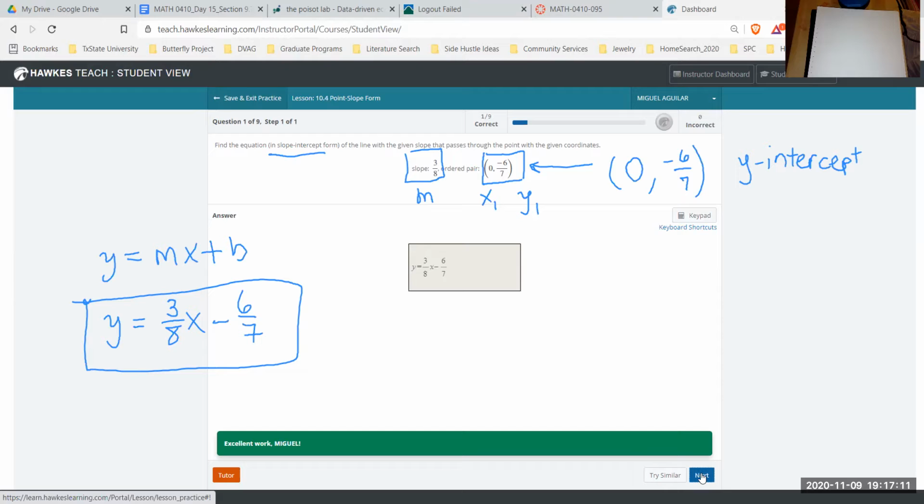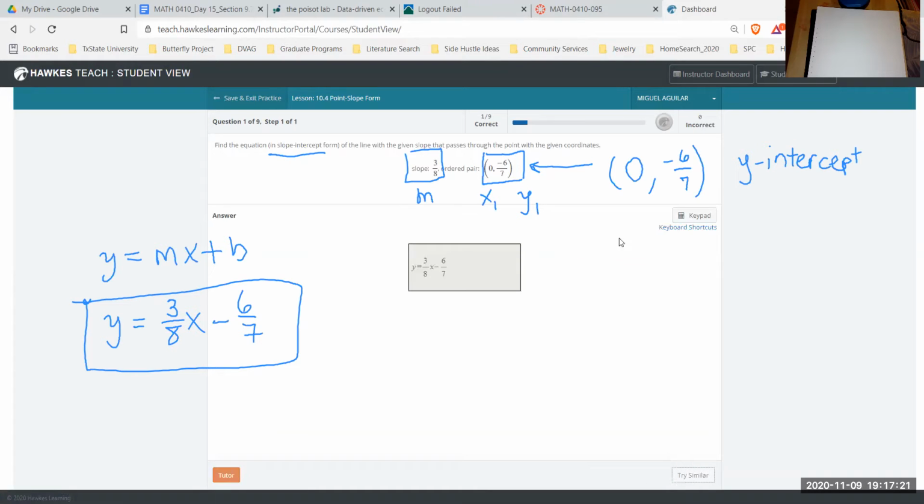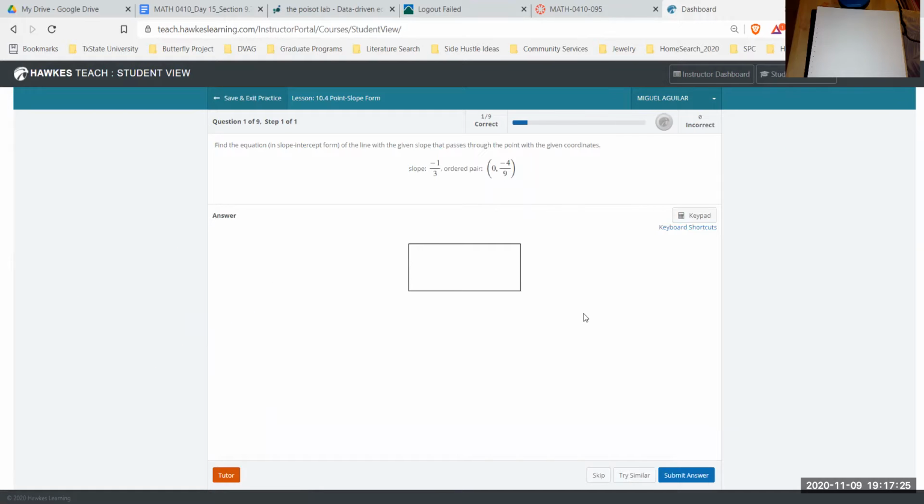Does anybody have any questions about this particular problem? Would you like to see me try a similar one? Yes. Okay. So let's do that. Let's jump into a similar one. Again, different slope, different point, but same question. Find the equation in slope-intercept form.